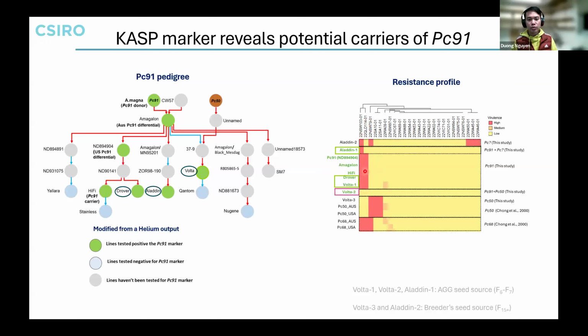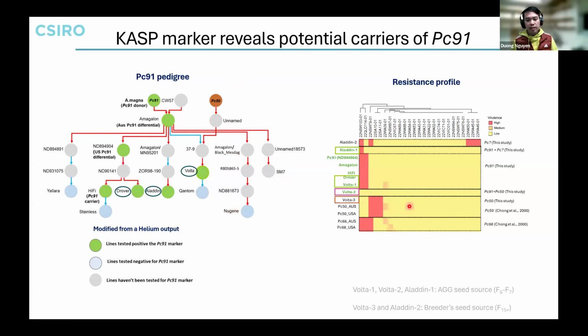For Volta number 2, testing positive for the marker, looking at the resistance profile, it seems to have resistance that is a combination of PC91 and PC50. Looking at the pedigree, that makes sense because Volta actually also has PC50 in the pedigree.